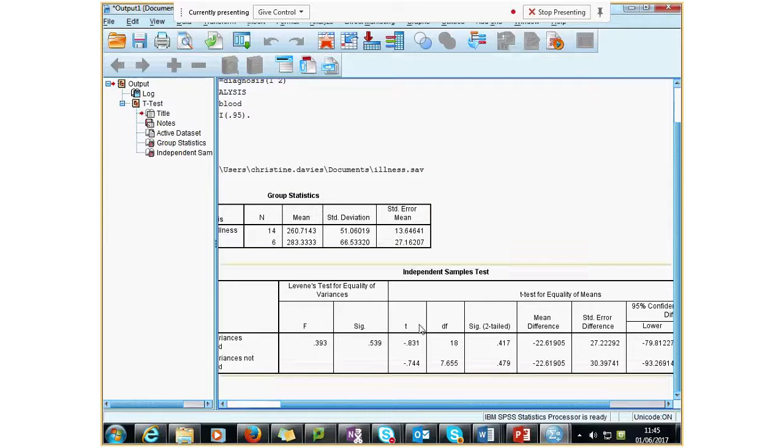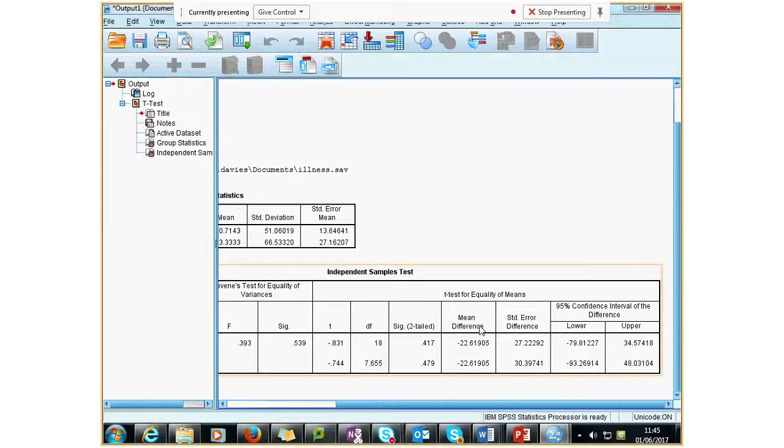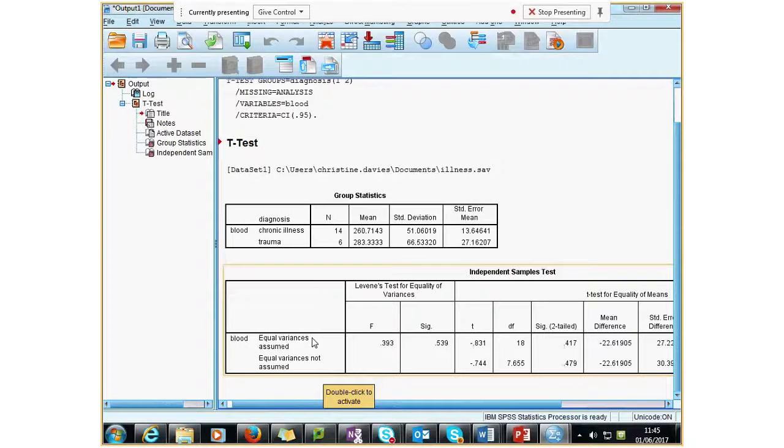This whole test calculates a t-statistic. We don't need to worry about that too much. They use something called degrees of freedom, which in this case is the total number of individuals, 20 minus 2, because we had two groups, but again, we don't need to worry about that. What we are really interested in is this figure of significance. We want to know, are the two groups significantly different from one another? So we'll assume equal variances there, though it doesn't matter either way.